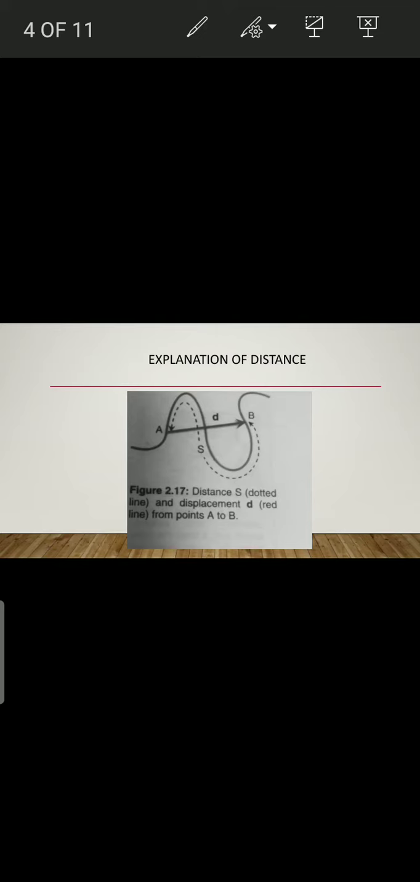I will show you the figure here. This diagram is figure 2.17. You can see the curved path, and the 2 points are taken on the curved path. The starting point is A and the ending point is B. If we join the starting point A and ending point B, it will represent a path. The length of the path between 2 points A and B is known as the distance and is represented by S.